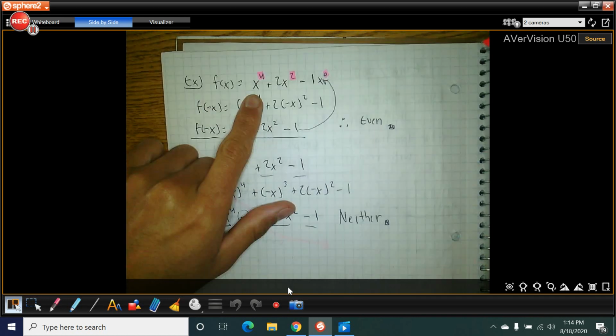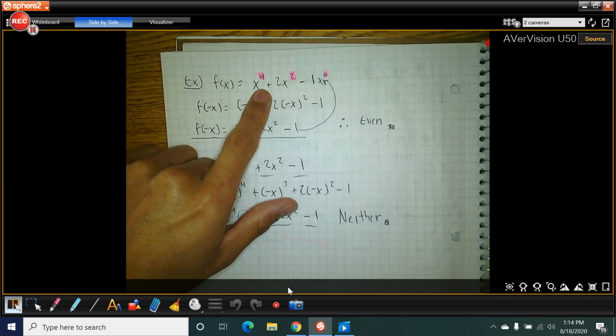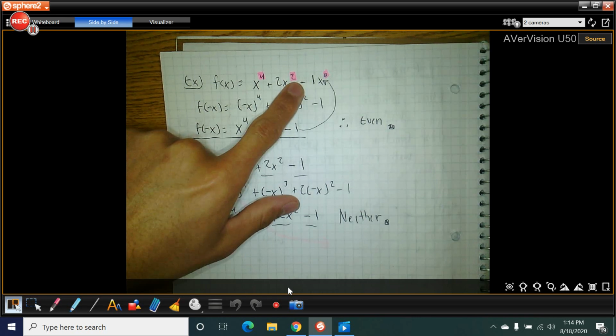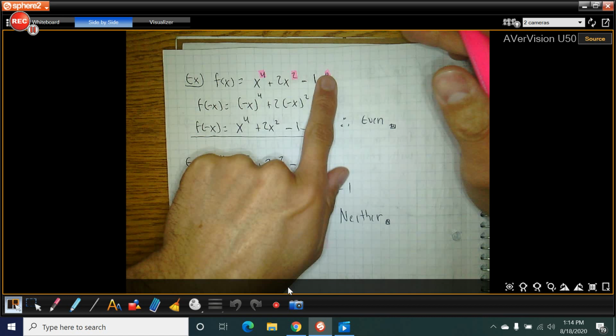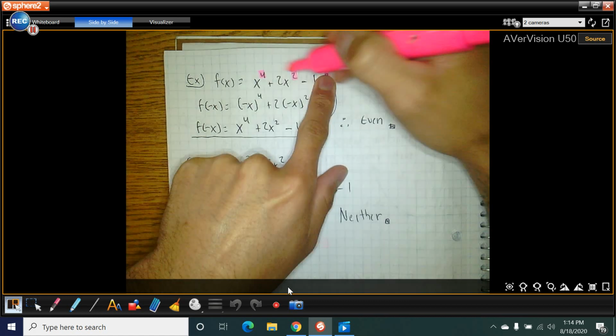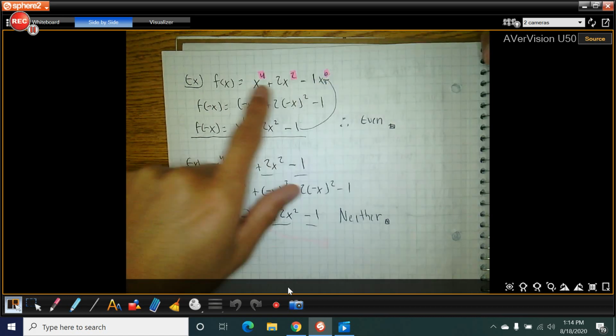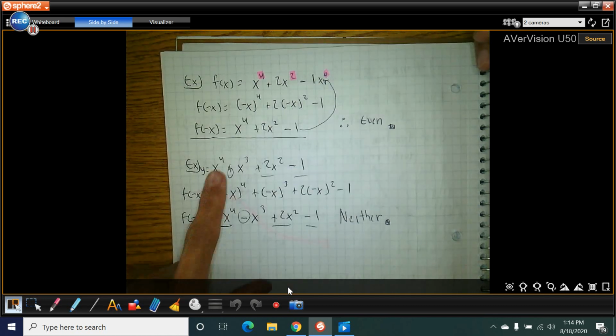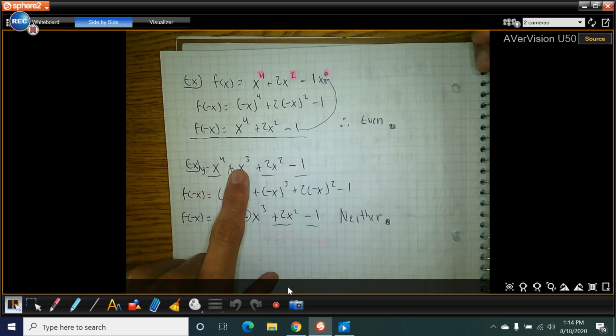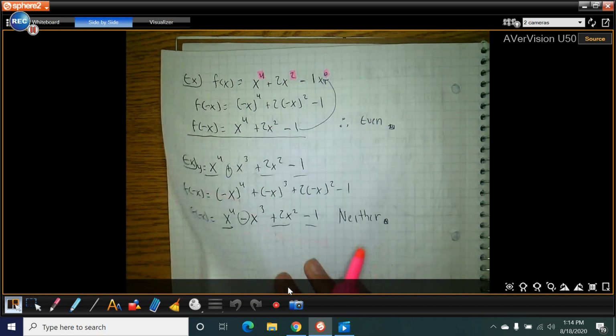If absolutely all of your powers are even, and you may or may not have a constant, if you only have even powers, then that's enough just to look at it to say that it's even. Okay, if you have a mixture of powers like this one, you can automatically say this is going to be neither.